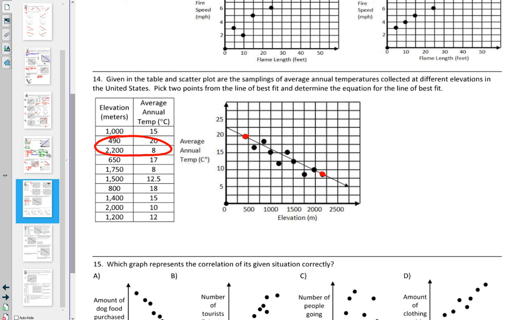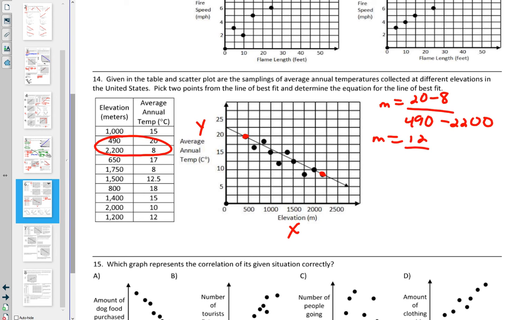It looks like my y-intercept is going to be about 22.5, but I'm going to do this one algebraically too, because especially after that last one, I was a little bit off. Let's do this one algebraically. The annual temperature, that's the y's, elevation are the x's, so I got to go 20 minus 8 over 490 minus 2200. No matter what, what type of slope should I be getting here? A negative. I should be getting a negative.